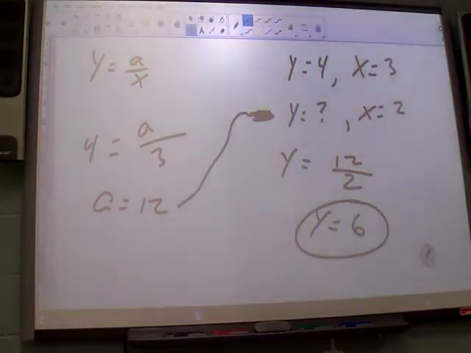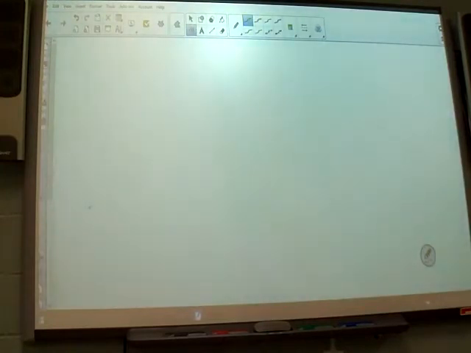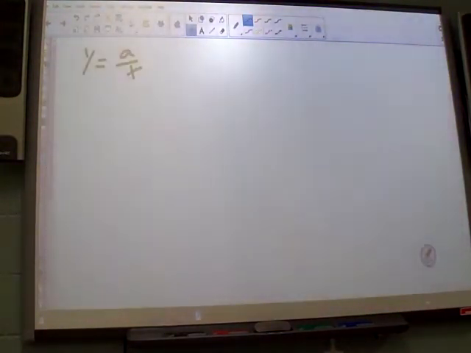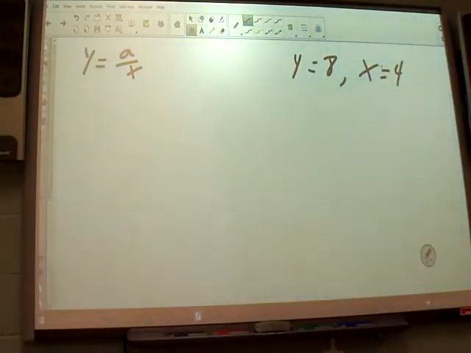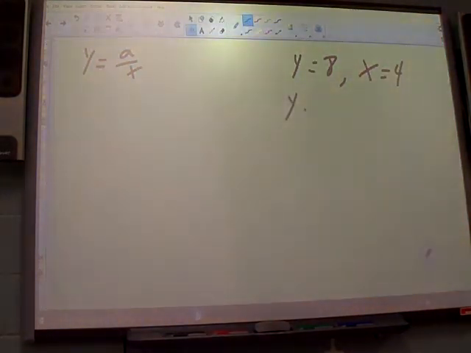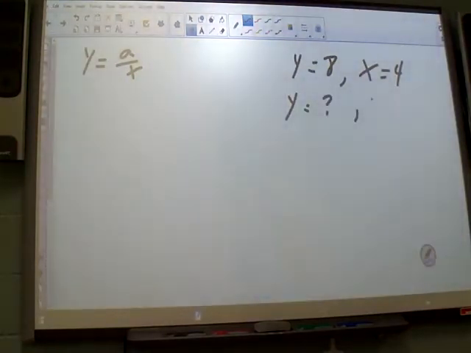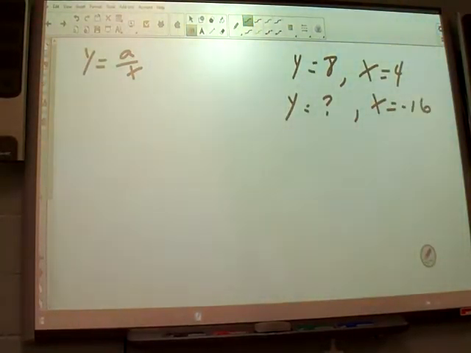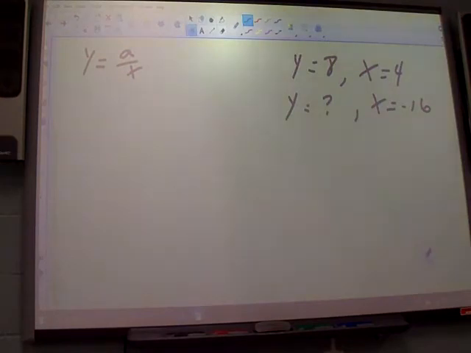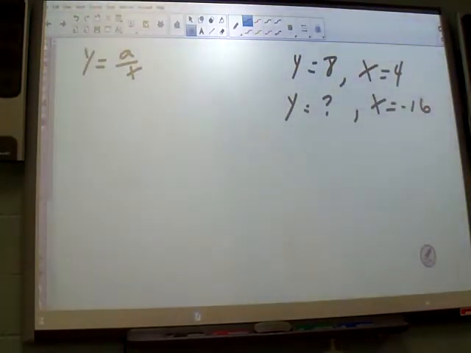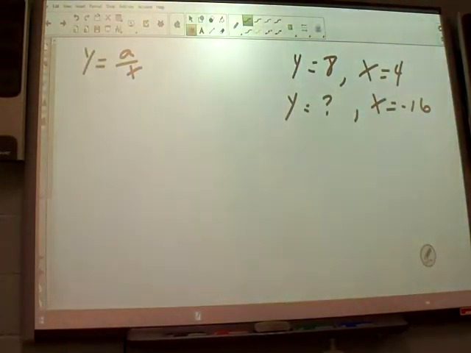I'm going to tell you that x and y vary inversely. So start by writing that. Y is 8 when x is 4. Find y when x is negative 16. Okay, see if you can figure out what y is when x is negative 16. Just like the problem we just did. Go.